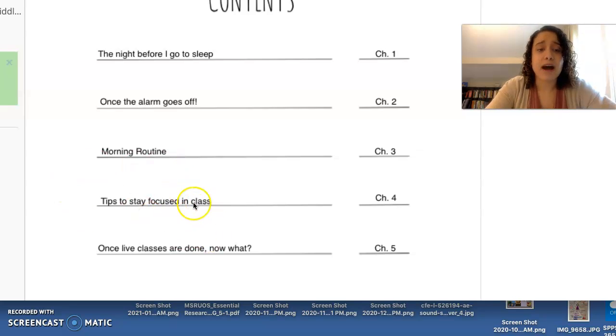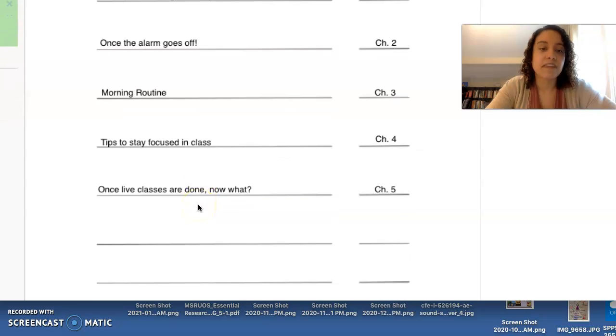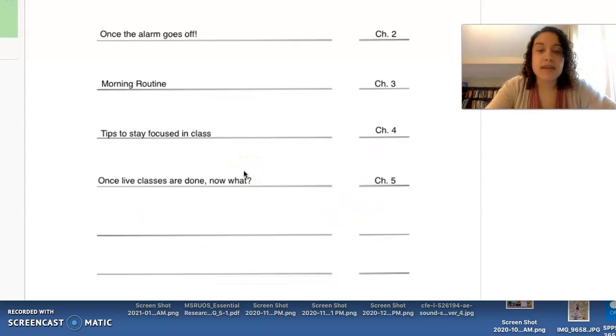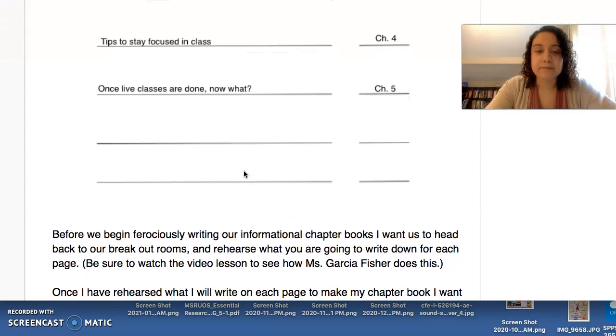From an educator perspective, I have ideas for that. And even for scholars, I think I have some tips that could help students. And then lastly, once live classes are done, now what? I was thinking that each one of these will be one of my chapters in my writing today.